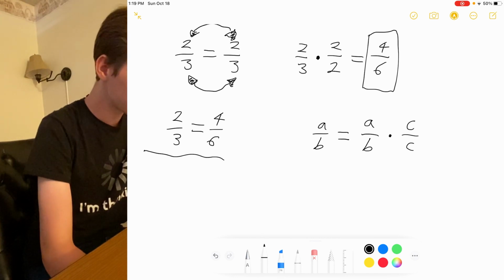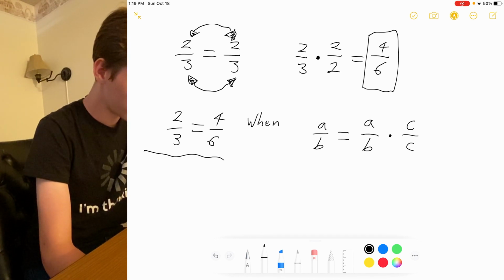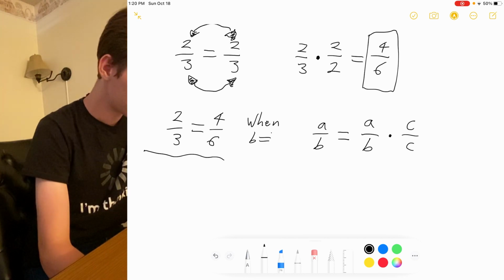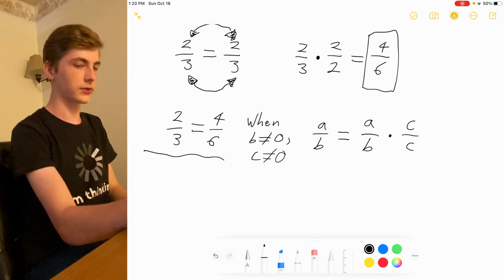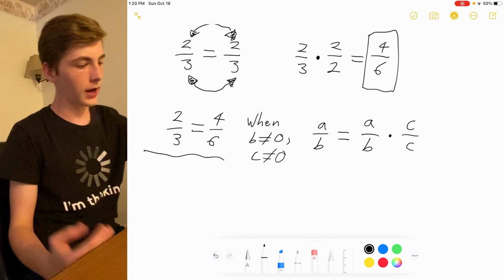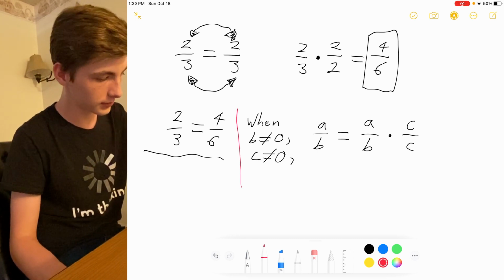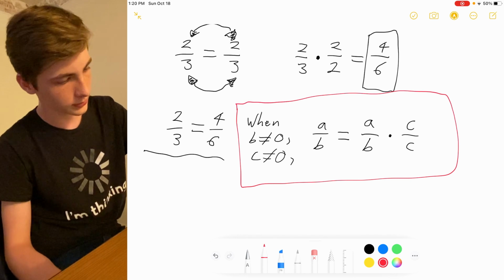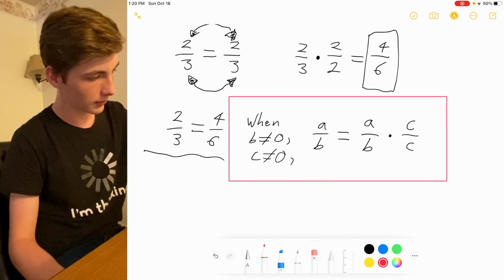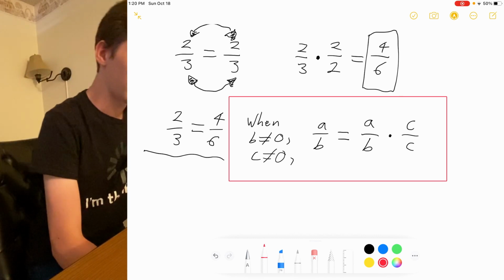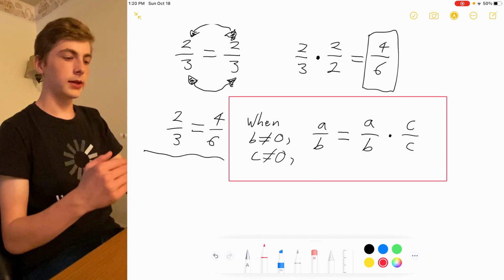When b is not equal to 0, and c is not equal to 0. Again, these zeros are just because we can't have 0 in the denominator. I just have to put these here to make this technically correct. Okay, so let's wrap that in red to make it clear what we're talking about here. So a over b is going to equal a over b times c over c.